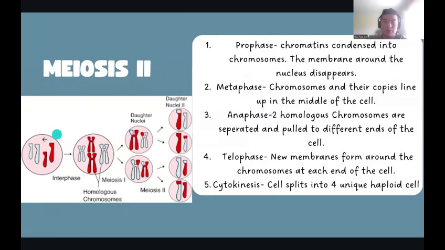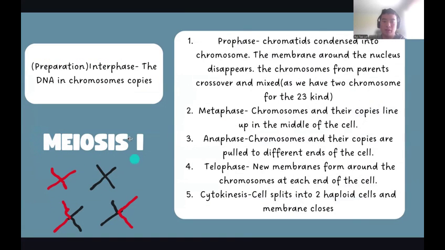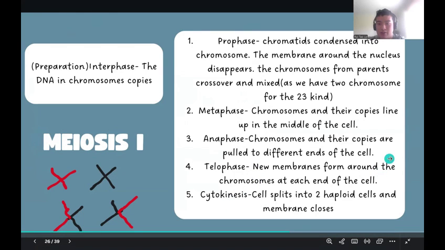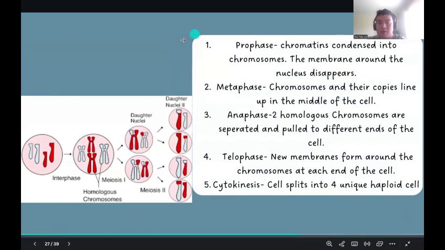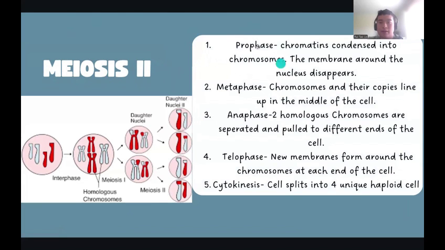And then meiosis two, this is meiosis one. So you probably see prophase one and then metaphase one in meiosis one. So there's interphase, prophase one, metaphase one, anaphase one, telophase one, and then cytokinesis. And then meiosis two, and now it's prophase two.